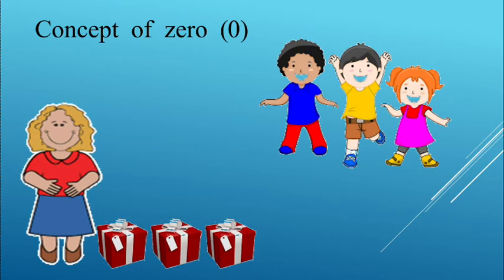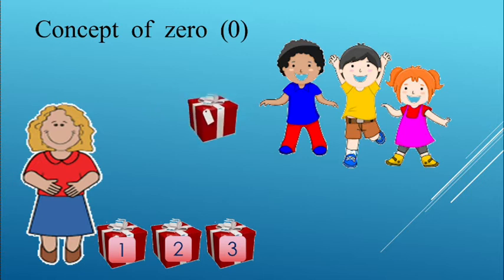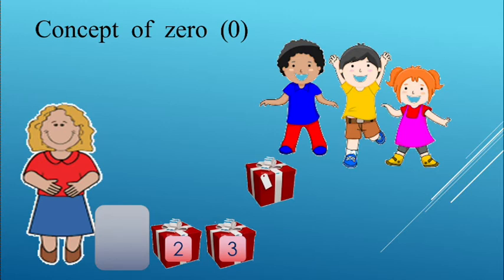Here we have an Eid celebration and the mother wants to give some gifts to the little ones. Now let's count the number of gifts. 1, 2, 3. So there are 3 gifts with the mother. Now the mother gives 1 gift to the little ones. Now let's count the number of gifts left with the mother. 1, 2. So there are 2 gifts left with the mother.